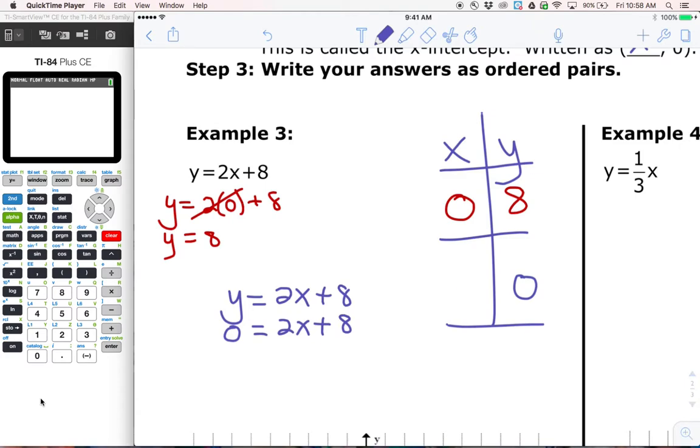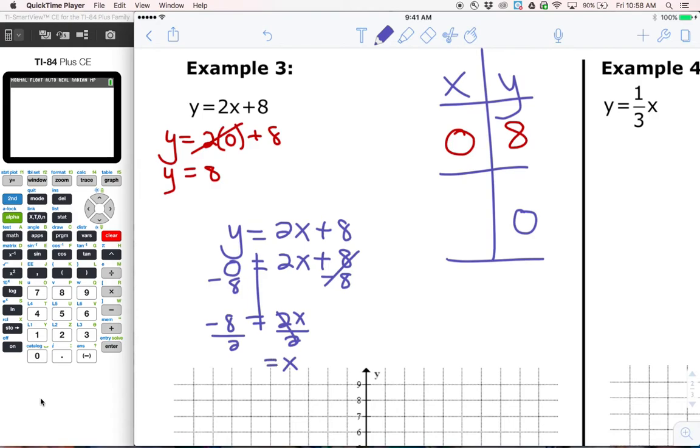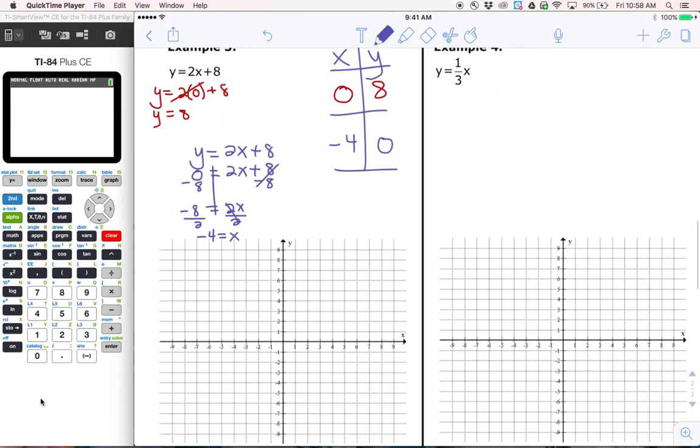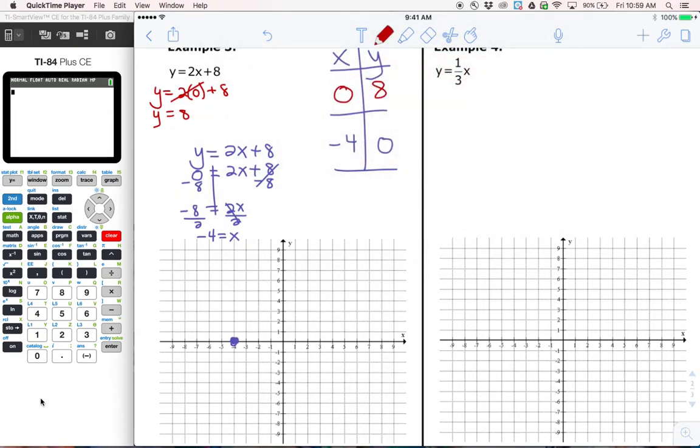So let's solve this right here for x, which means the 8's going to go away first. So I've got negative 8 equals 2x. All right, that's not that bad. Divide by 2, and I've got x is equal to negative 4. So negative 4, 0. Let's look at it on the graph here. Negative 4, 0 is my x-intercept. My y-intercept is at 0, 8. Okay, so that means that I've got my line right here.